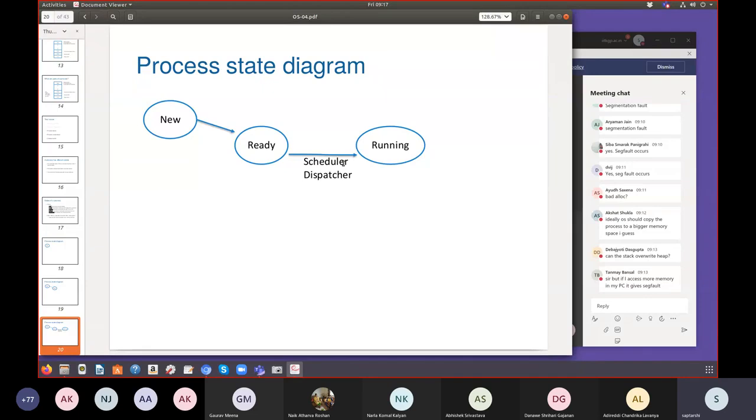Okay, let me repeat. The scheduler is a kernel program which knows which processes are ready at this point of time. And out of all those ready processes, it will select one and actually allocate the CPU. So then this process, which is actually allocated the CPU, will go from the ready state to the running state. Right?